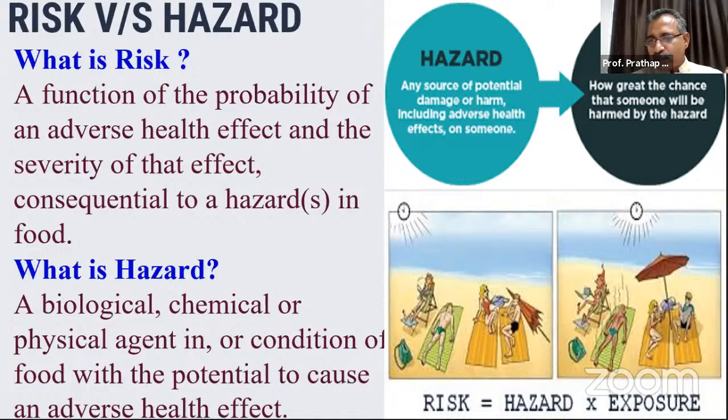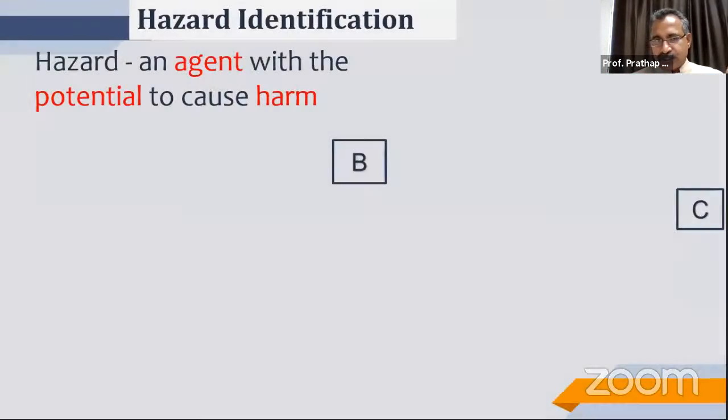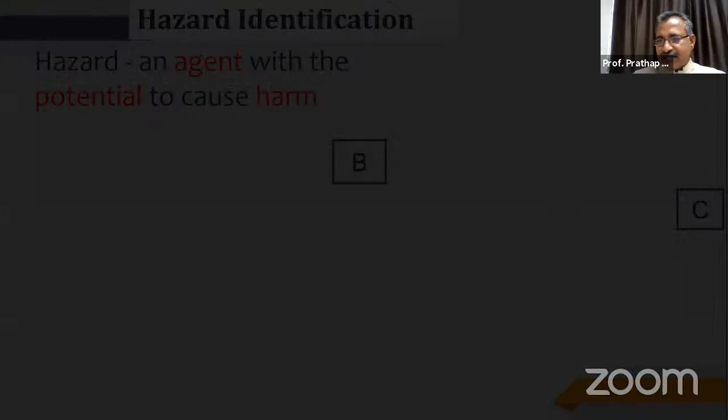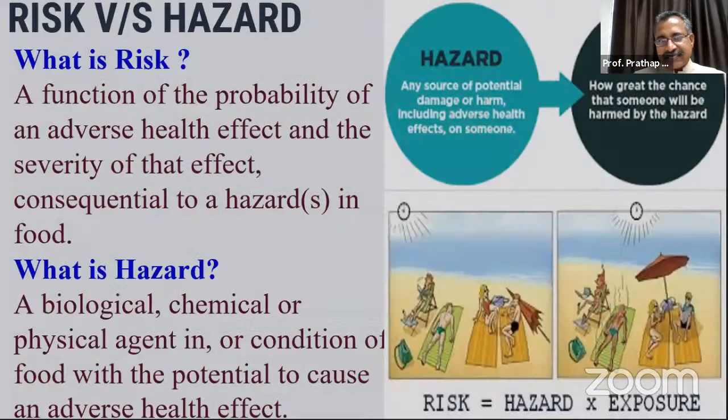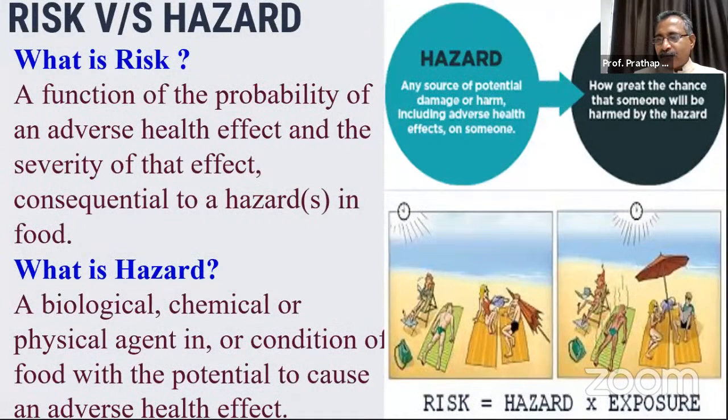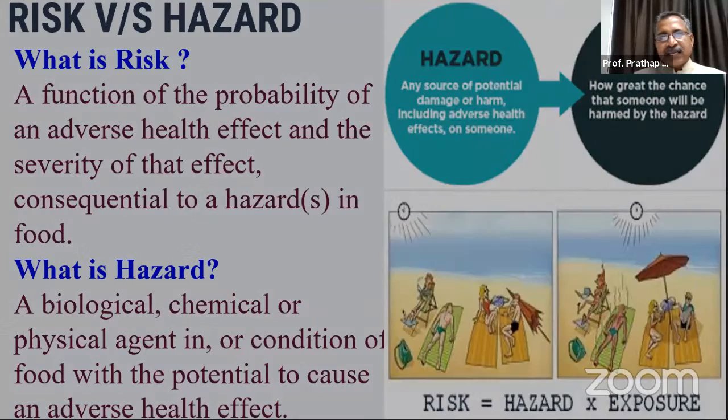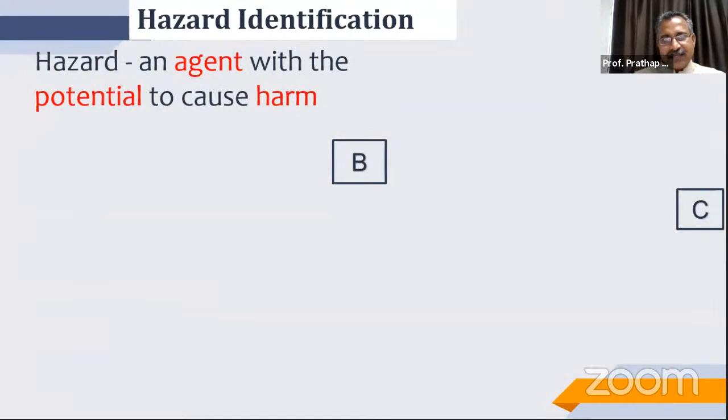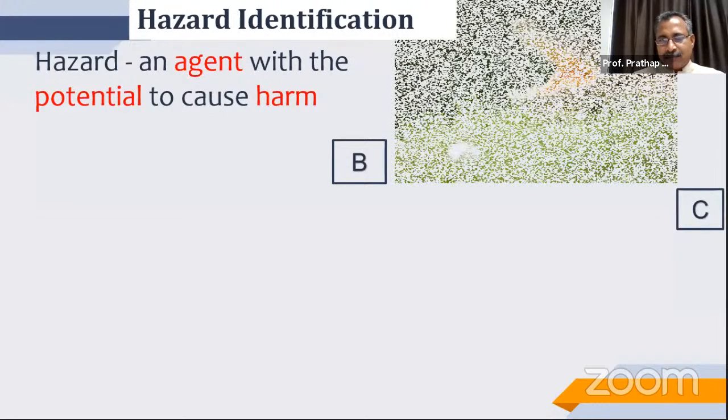Therefore, risk is equal to hazard multiplied by exposure. We know what the hazard is; now, risk. Risk is the hazard multiplied, or a factor of hazard and exposure. A hazard alone is not a risk. Therefore, hazard is an agent with the potential to cause harm.